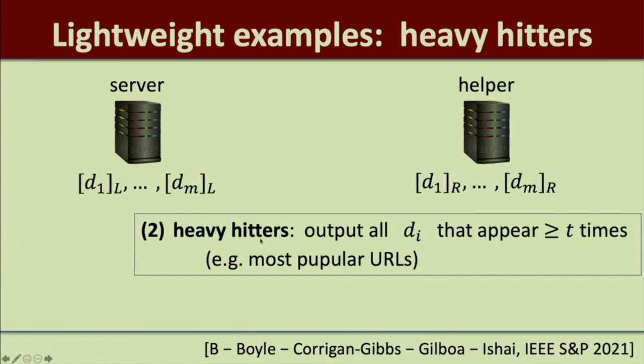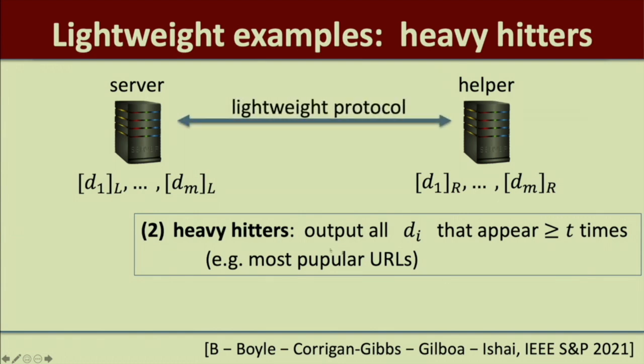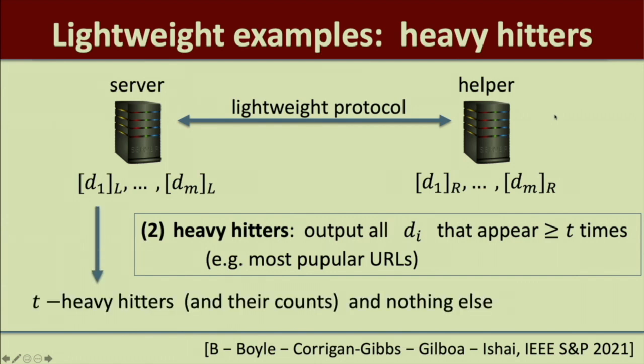So we have this shared data between a server and a helper, and we want to compute all the heavy hitters in this data set. The way this is going to work is we're going to do some lightweight protocol between the server and the helper. Lightweight because this has to scale to billions of users, and the result is going to be the set of heavy hitters, and the number of times that these heavy hitters appear, and nothing else will be revealed to the server.